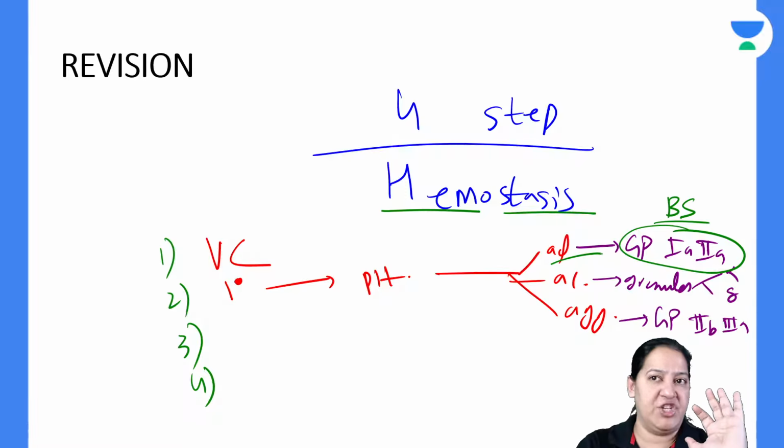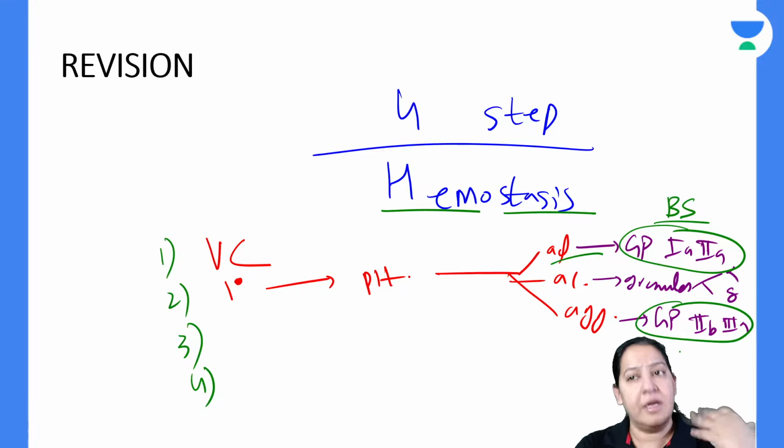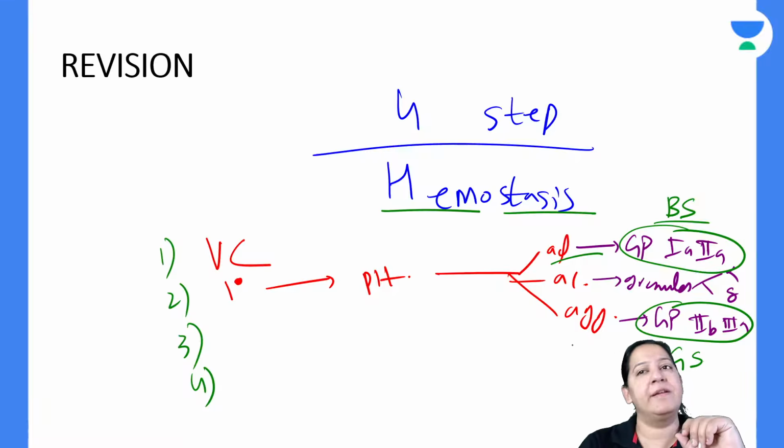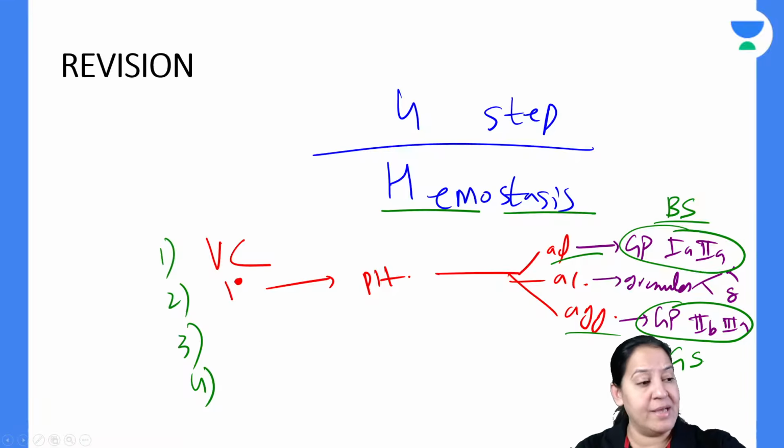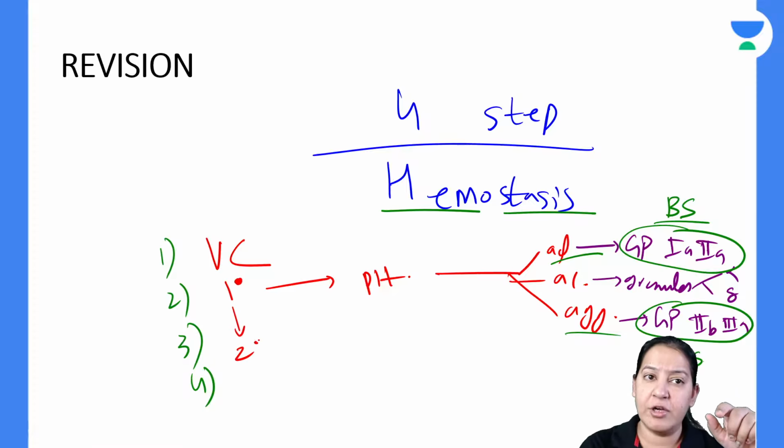It is a defect of adhesion. And if this receptor is absent, the disease is known as Glanzmann syndrome and it is a defect of aggregation. That is a summary of primary clot. But primary clot is very unstable. You have to stabilize it and convert it into secondary clot.